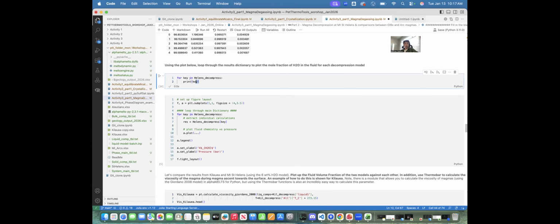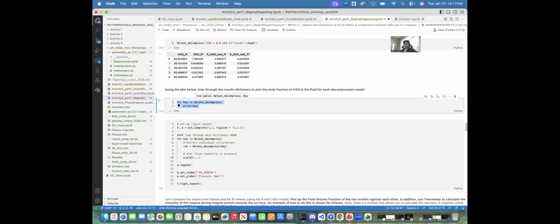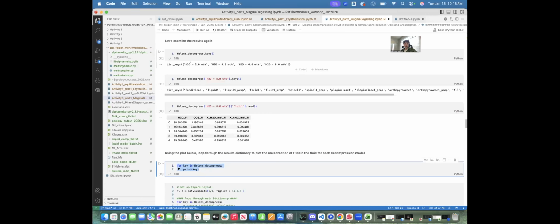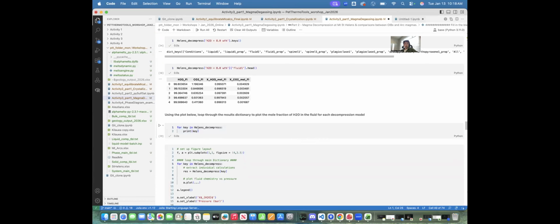But if someone on Windows was to run this, what it would do is loop through all of the different keys in Helens Decompress. So the first one will give you H2O 2.0, and on the second loop it will give you 4.0, third loop 6.0, fourth loop 8.0. So in each loop in here, we're going to extract one of the different results from that overall results dictionary, okay?